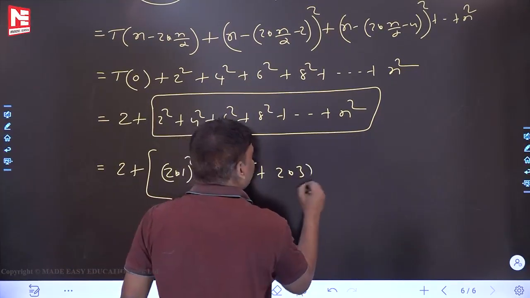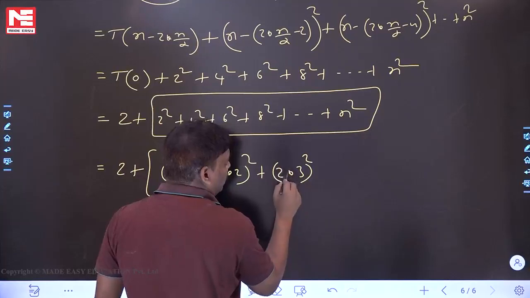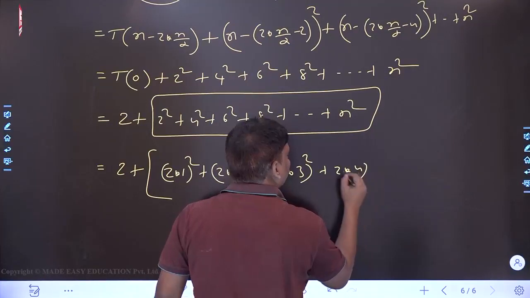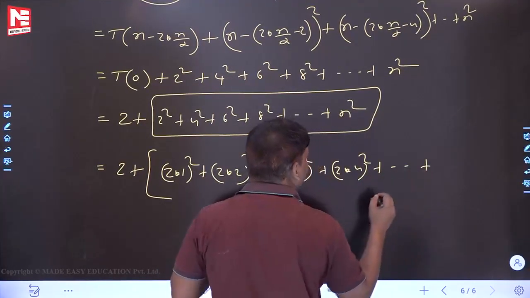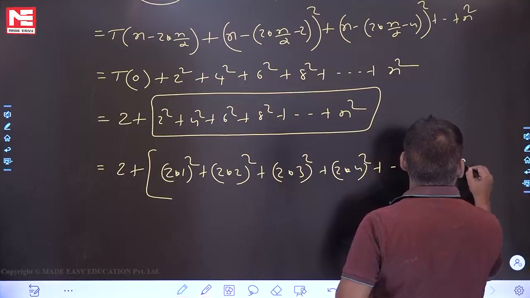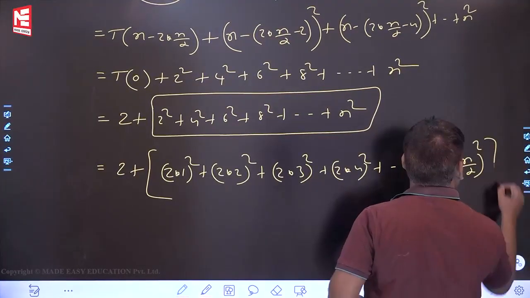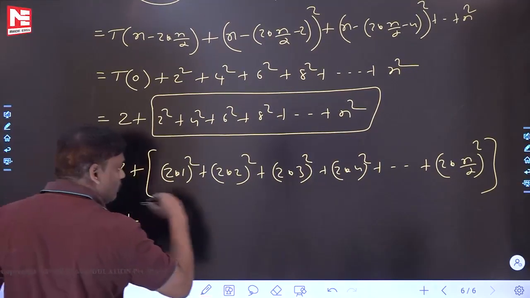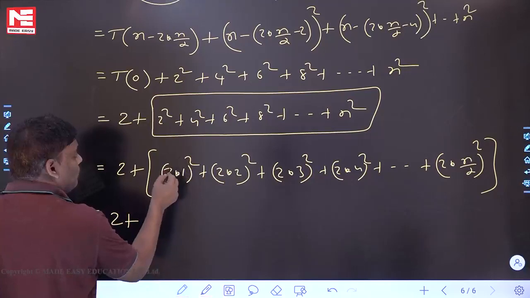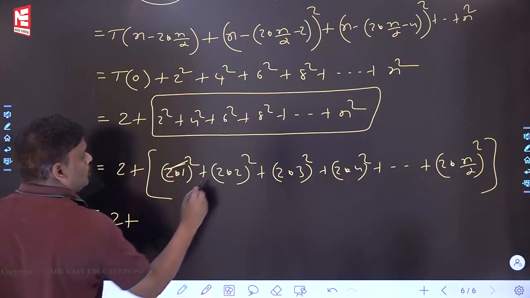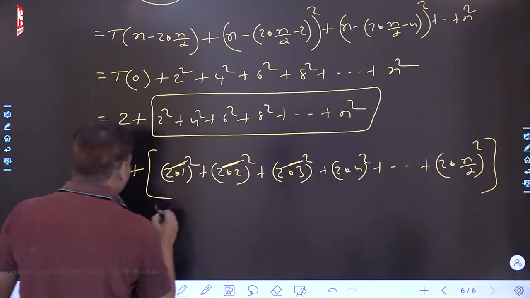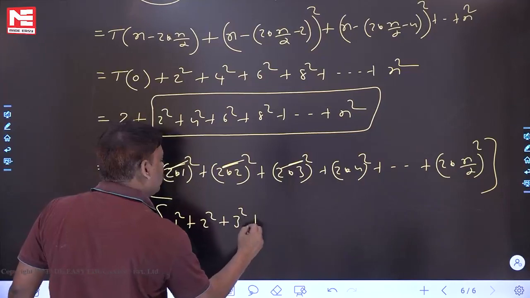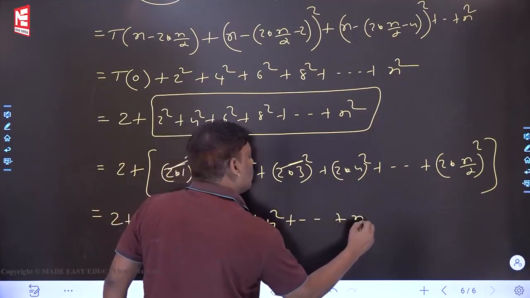Next one, 2 into 3 whole square. When you say it is an even number, immediately remember that every even number can be written as 2 into something. Please be careful. 2 into 4 whole square. You are saying even number; even number means immediately remember this: you can write 2 into something. So I did this. Now this goes to 2 plus. Because every even number can be written as 2 into something, this is common everywhere. So what is the common thing? 2 square is common. Remaining 1 square, 2 square, 3 square, 4 square, and so on. Lastly, n by 2 whole square.